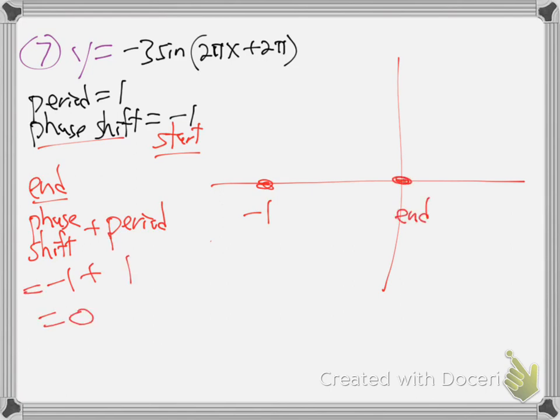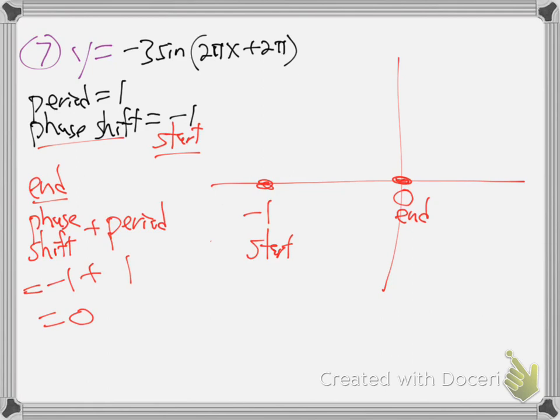It'll start at -1 and end at 0. That's exactly one cycle, right? Because the phase shift is where it starts, and then the period is the width of one cycle. So from where you start, add that, and that's the end of one cycle, isn't it?